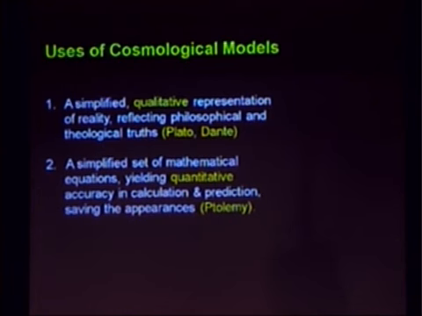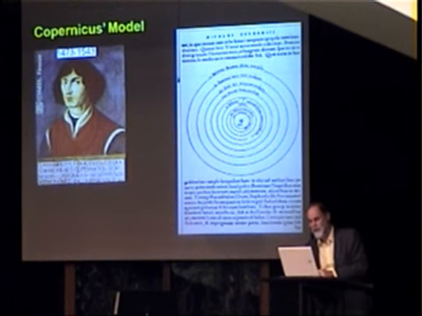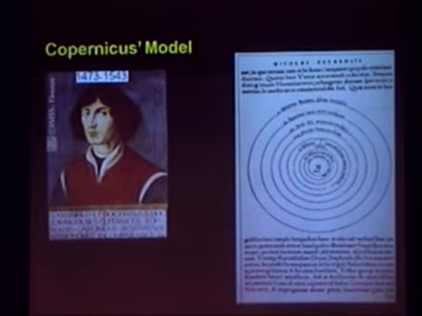Now, this whole question of how cosmological models should be viewed came to the fore much more prominently in 1543 when Copernicus published his model. And Copernicus said, actually, Plato is wrong. The Earth is not at the center of the universe. Actually, it's the sun that's at the center of the universe, and all the planets are rotating around the sun. The Earth is just another planet, and the stars are in a fixed shell around the sun.